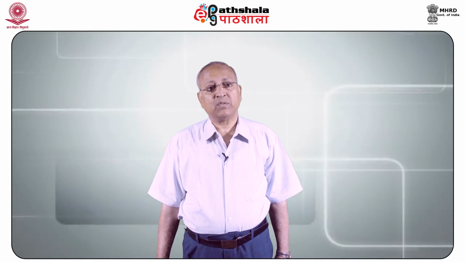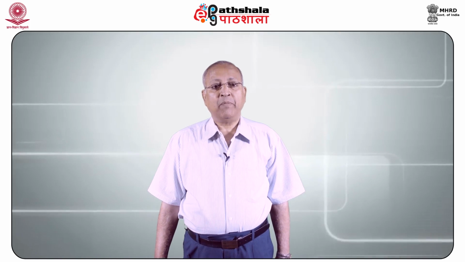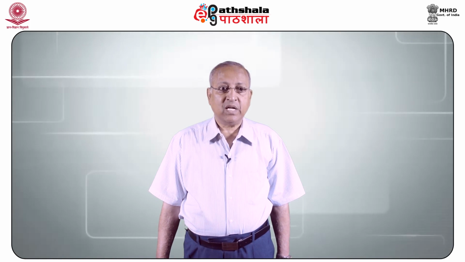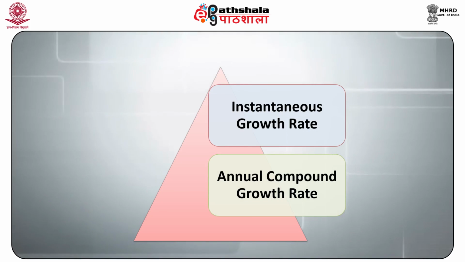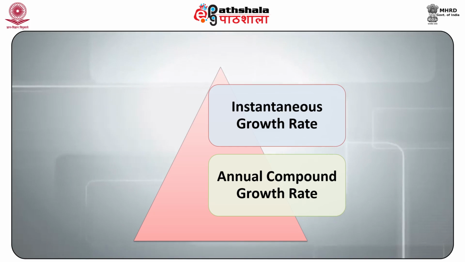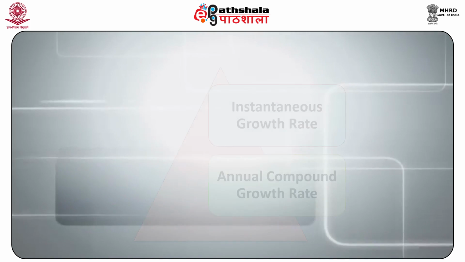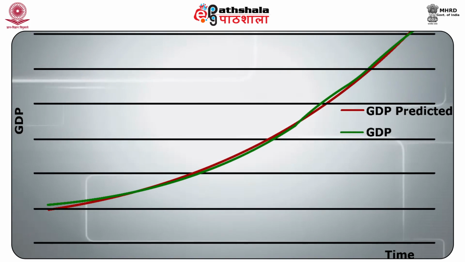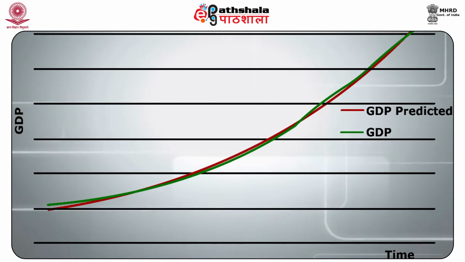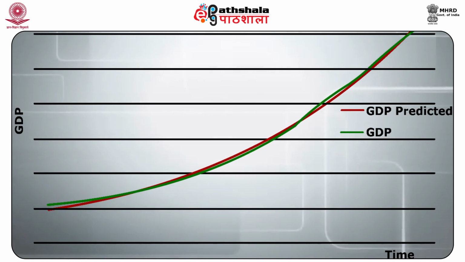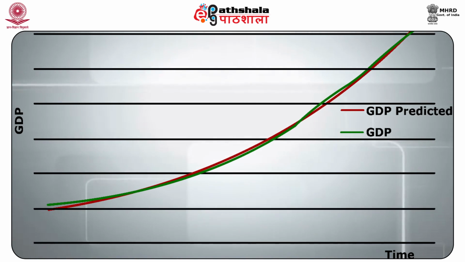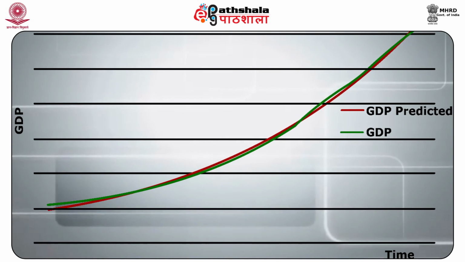Estimation of the exponential function. We shall estimate the empirical exponential function and estimate the growth rate. As we have seen here, there are two growth rates: the instantaneous growth rate and the annual compound growth rate. You have a figure here, figure 5, which is an estimated function of India's GDP growth over a 20-year period. We have used a semi-log equation.